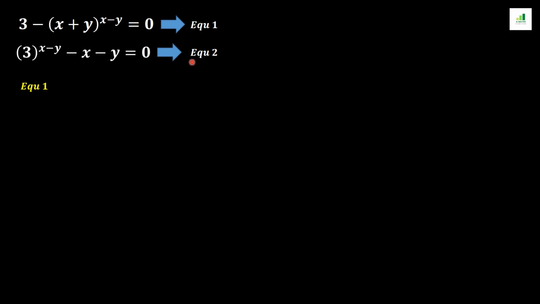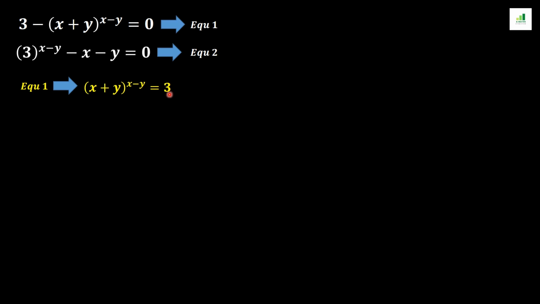In the first step, I should take equation number 1, and I will simplify this equation by moving this value from the left side to the right side, and as a result I will get (x + y)^(x − y) = 3.